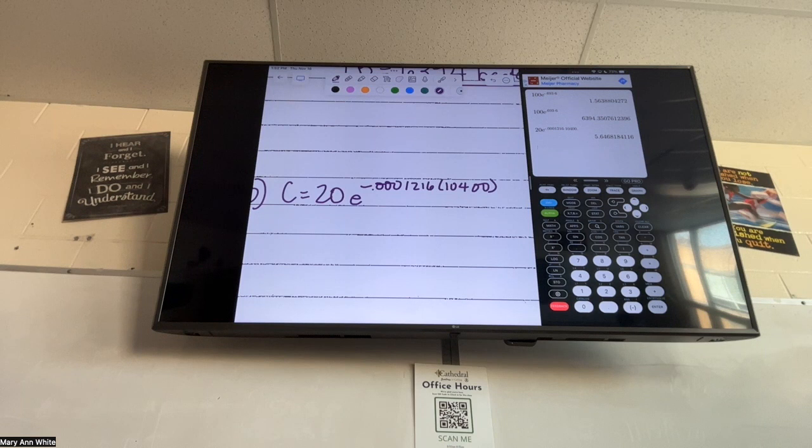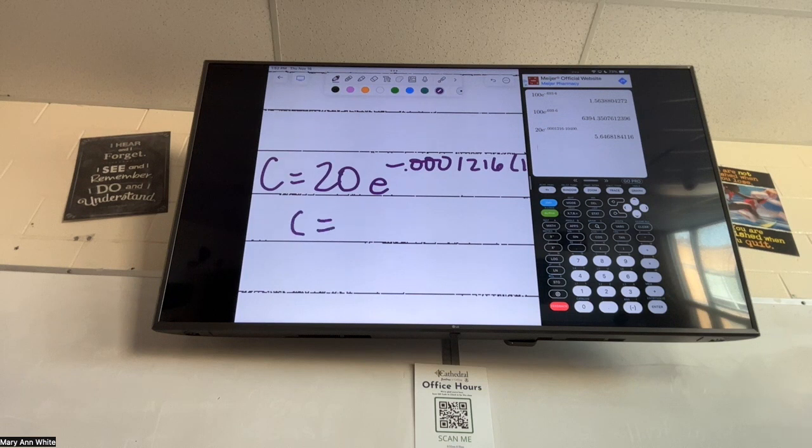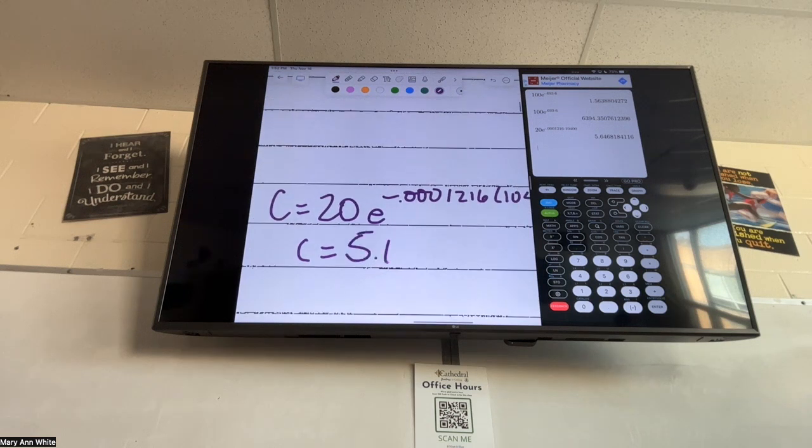You can make it 5.6 or you can make it 5.65, whichever one makes you happy. Again, I don't have intense rules with rounding, so as long as I can see that you have the right work and you're close enough, I think it's fine. So 5.6 is good. We'll say 5.6 grams.